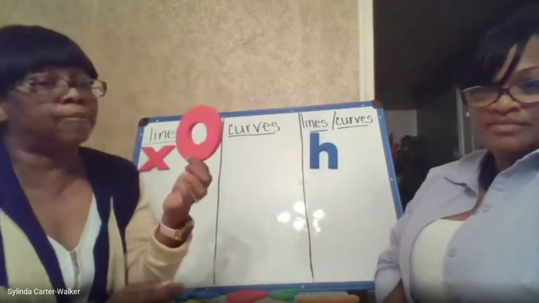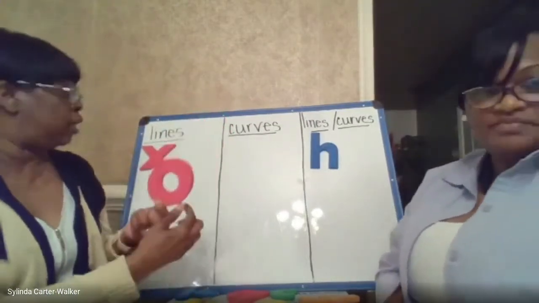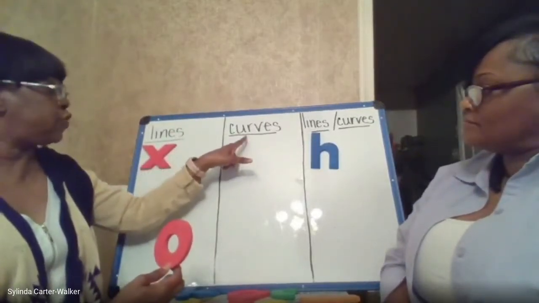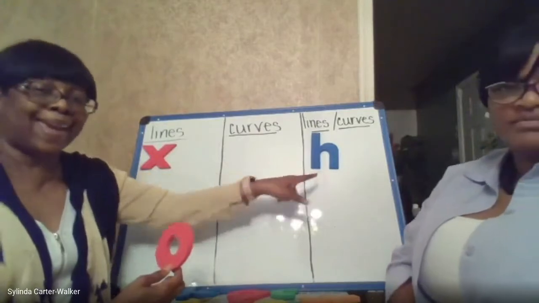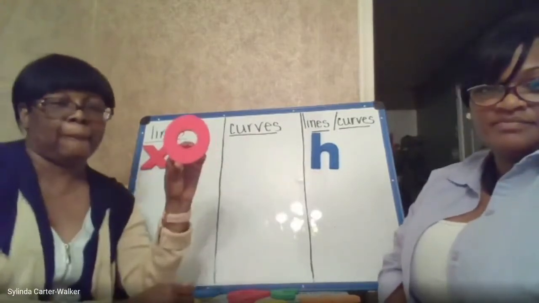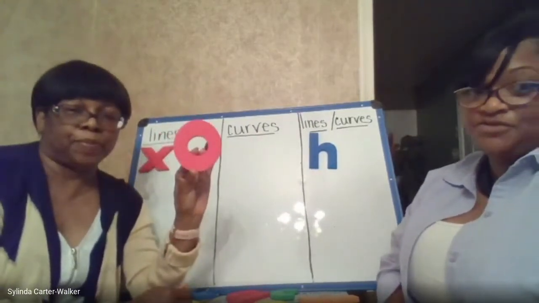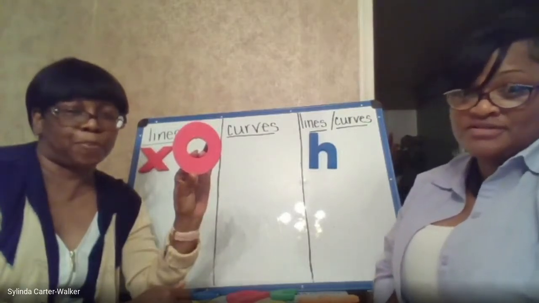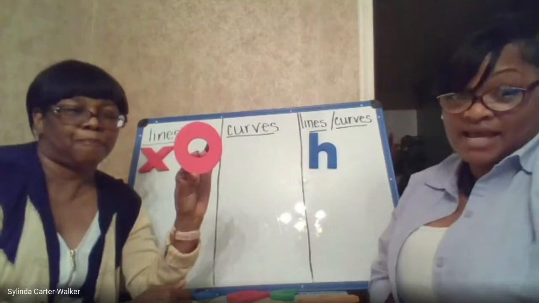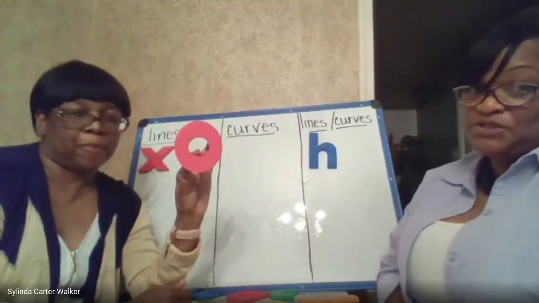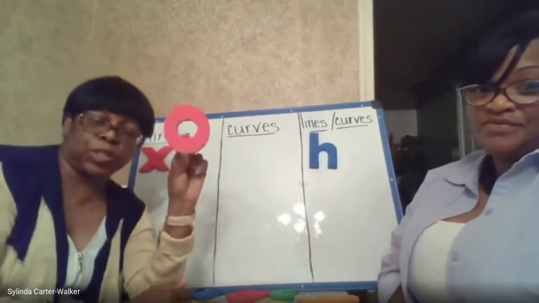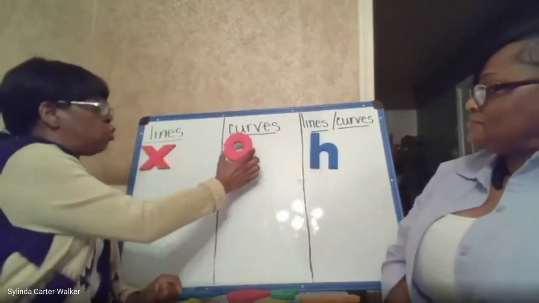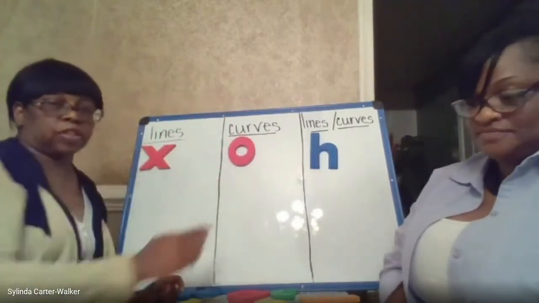What column do you think this belongs in? Would you say lines, curves, or lines and curves? What do you think? Do you see any lines? Do you see curves? Do you see lines and curves? If you said curves, you are correct. So we will put it under curves.